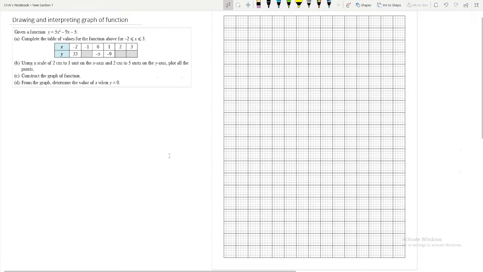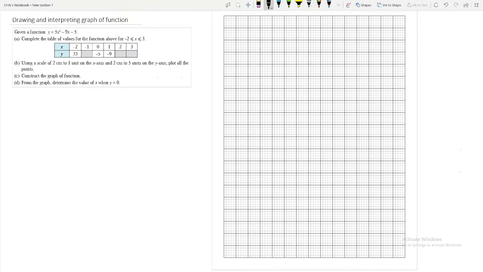In this video, I'll show you how to draw and interpret a graph. You're given a function and you're asked to construct the graph of the function. First, you need to complete the table. So let's calculate the y value for the table.